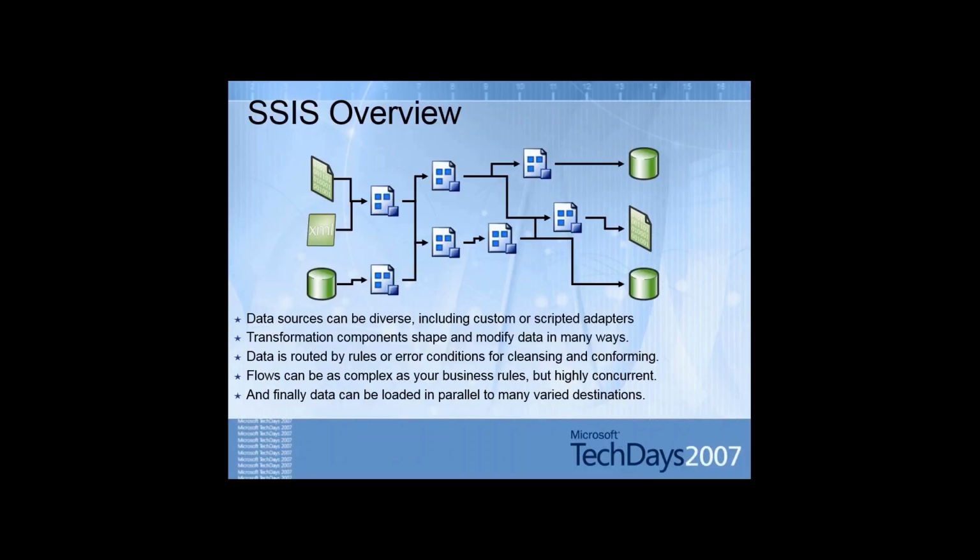SSIS overview. Data sources can be diverse, including custom or script adapters. Transformation components shape and modify data in many ways. Data is routed by rules or error conditions for cleansing and conforming. Flows can be as complex as your business rules, but highly concurrent, and finally data can be loaded in parallel to a variety of destinations.